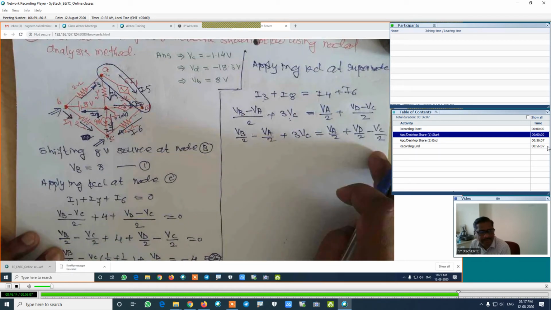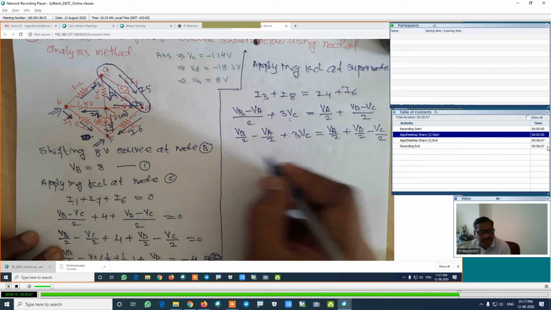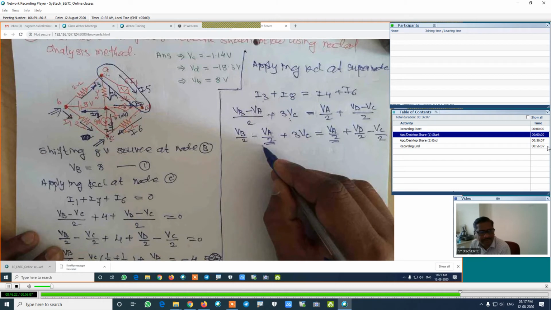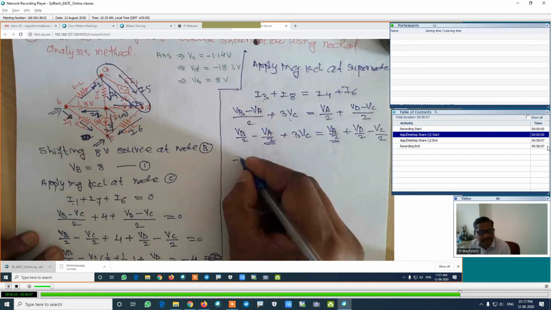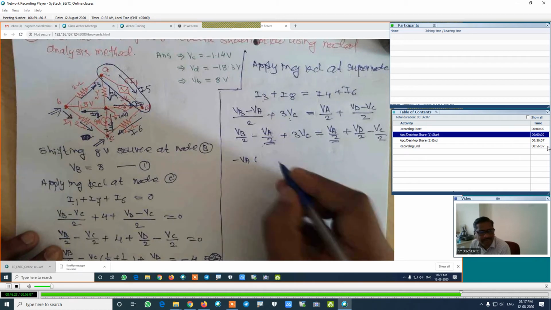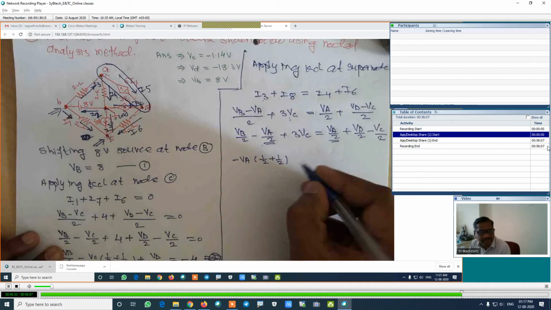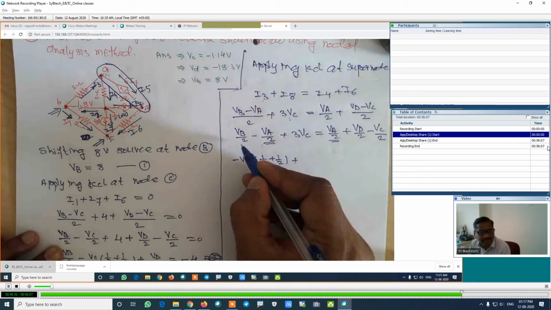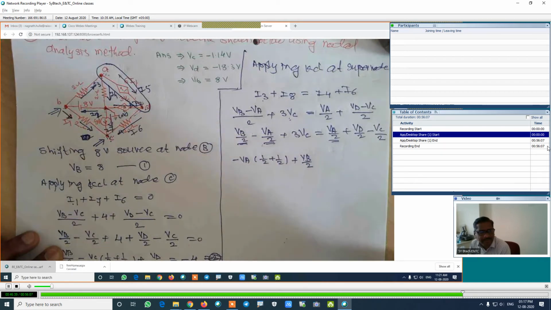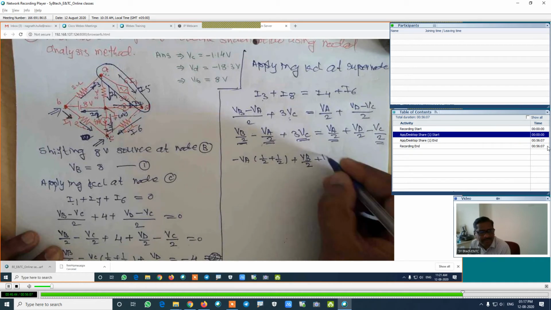Simplify this equation. I will shift all these values to the left hand side. First, I will start with VA. This is one VA and this is another. I will shift this value to the left hand side. That will become minus, and I will take minus VA as common. Is it right? Minus VA as common, then 1 by 2 plus 1 by 2. Then I will take VB. This is plus. We have only one VB, and that is nothing but VB by 2. Then VC, we have VC here and VC here. Plus VC, I will take it as common.